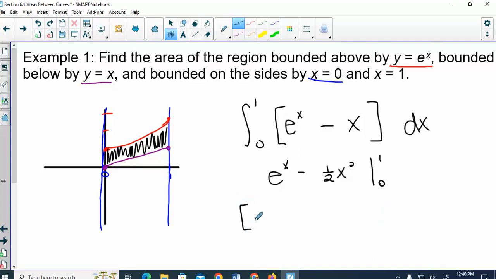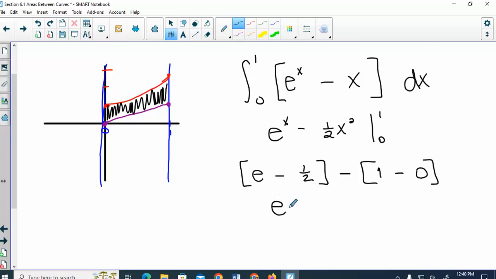So if we plug in a 1, we get e to the first minus 1/2 times 1, so e minus 1/2. Minus, if you put in a 0, e to the 0 is 1, minus 1/2 times 0 squared is 0. I get e minus 1/2 minus 1, or e minus 3/2. And that is the actual area contained between those two curves.